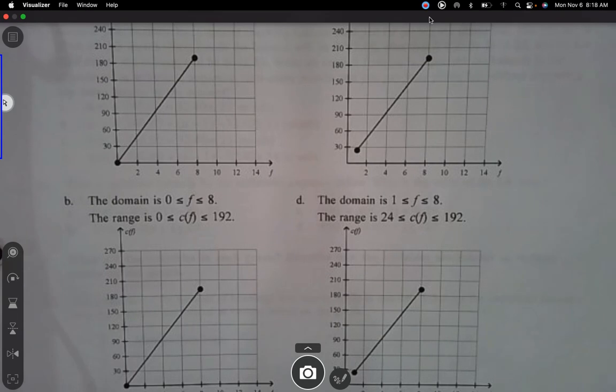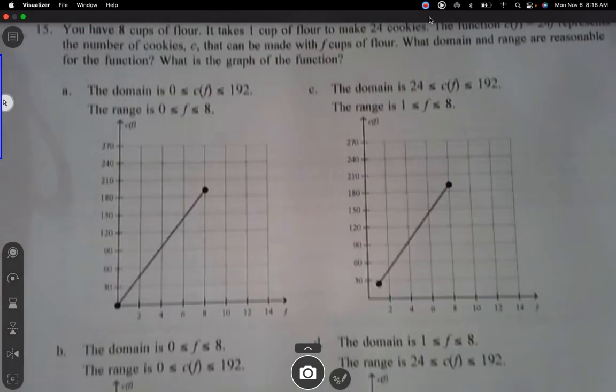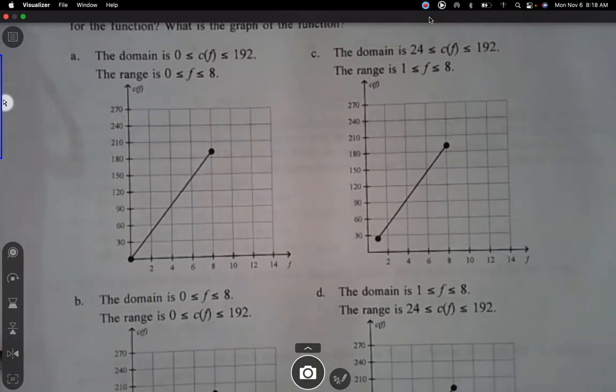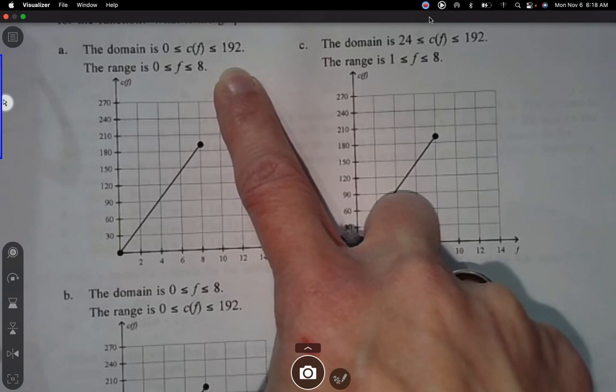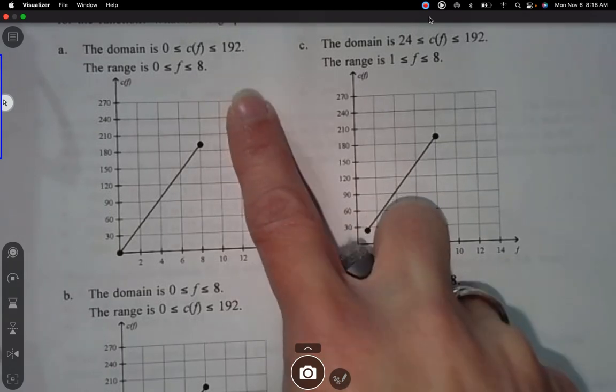192. So it's either A or B. Let me check what the difference is on A. Look at what A says. It's backwards. Domain should be your flour. The range is how many cookies.